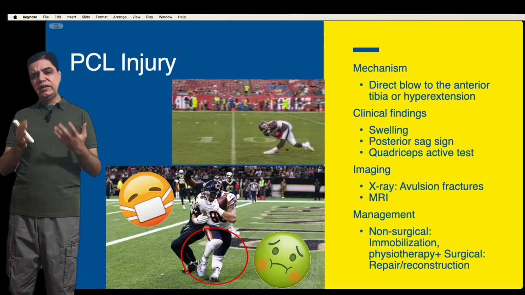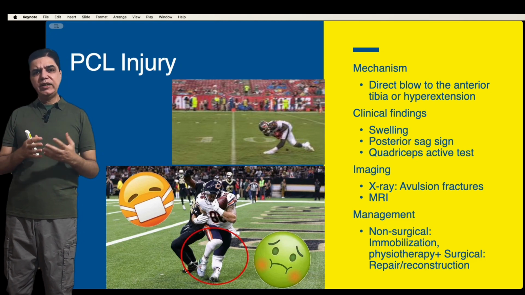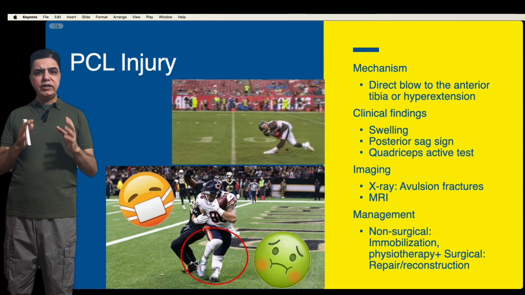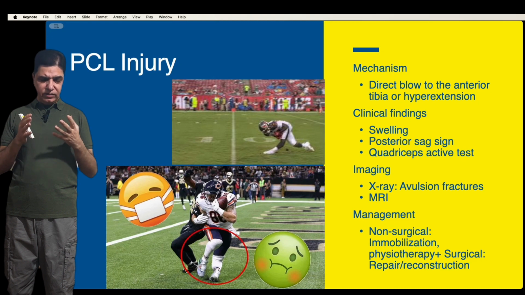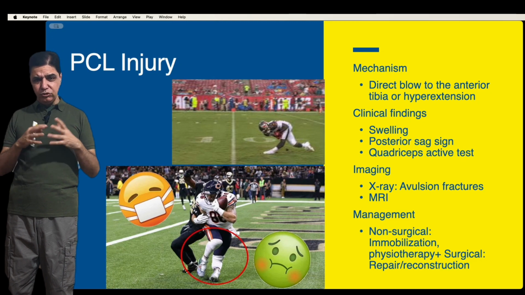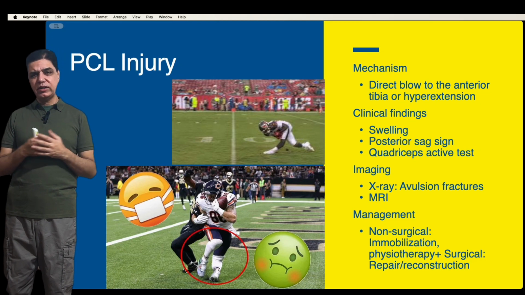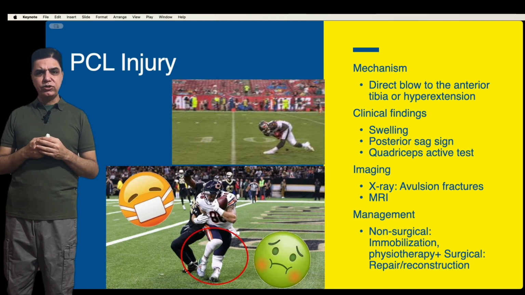Again, it would lead to severe swelling, severe pain in the knee joint, and being unable to weight bear. Usually the clinical finding is that the posterior sag sign is positive in this, or the quadriceps active test that's also done, and that's also positive in case of posterior cruciate ligament injury.